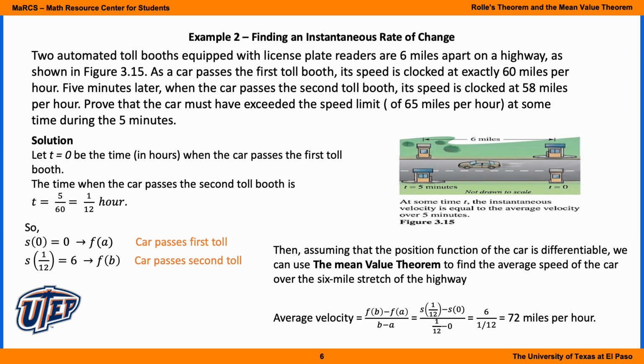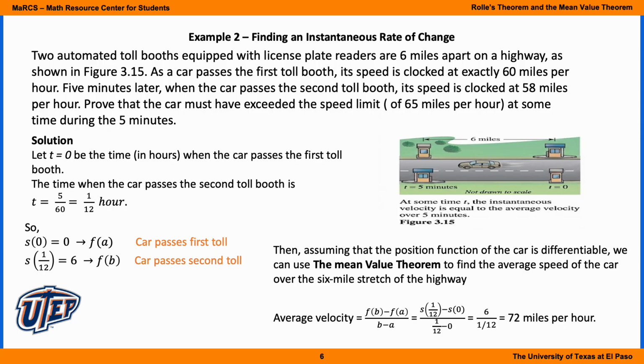So we'll let t equal to 0 be the time in hours when the car passed the first toll booth. Now when the car passed the second toll booth, that'll be 5 divided by 60, or 1/12 of an hour, because it took 5 minutes to reach the second one. Now for our position function, s(0) is going to be equal to 0 for the first toll booth. Since there's 6 miles between the two, then s(1/12) will be equal to 6.